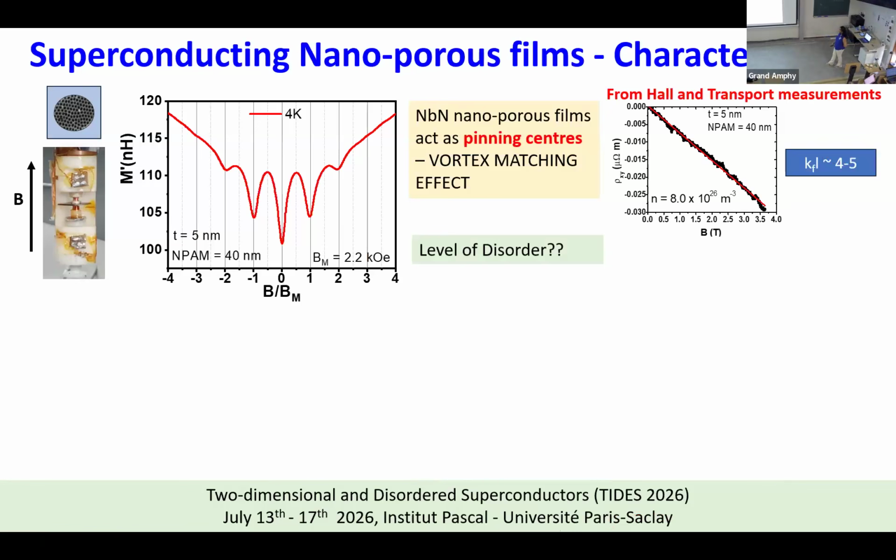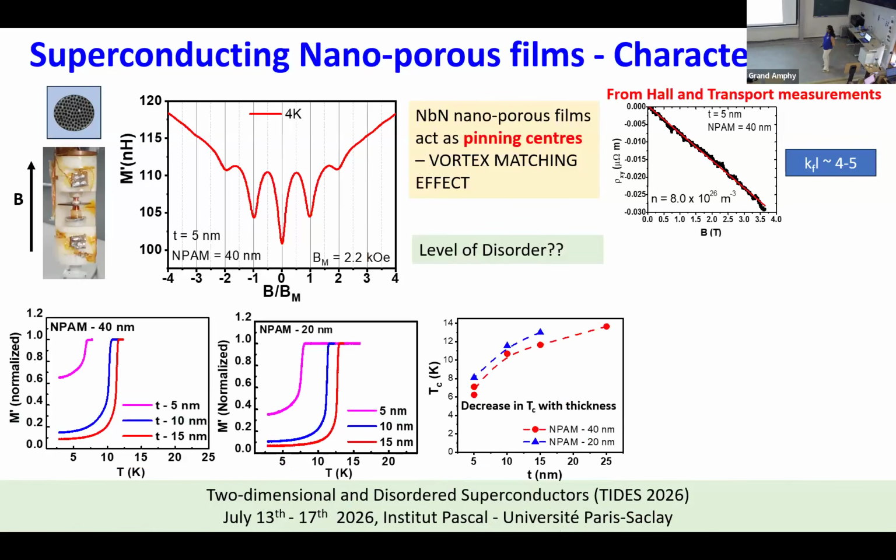Now, to understand the level of disorder, we did the Hall measurements and we got the kFl value of about 4 to 5. And of course, for every template, we grew films with different thicknesses. This is on the 40 nanometer template, and this is on the 20 nanometer template, and we changed the thickness from around 15 nanometers to around 5 nanometers. As expected, the TC decreased as a function of thickness, and this is what you can see over here for both the templates.